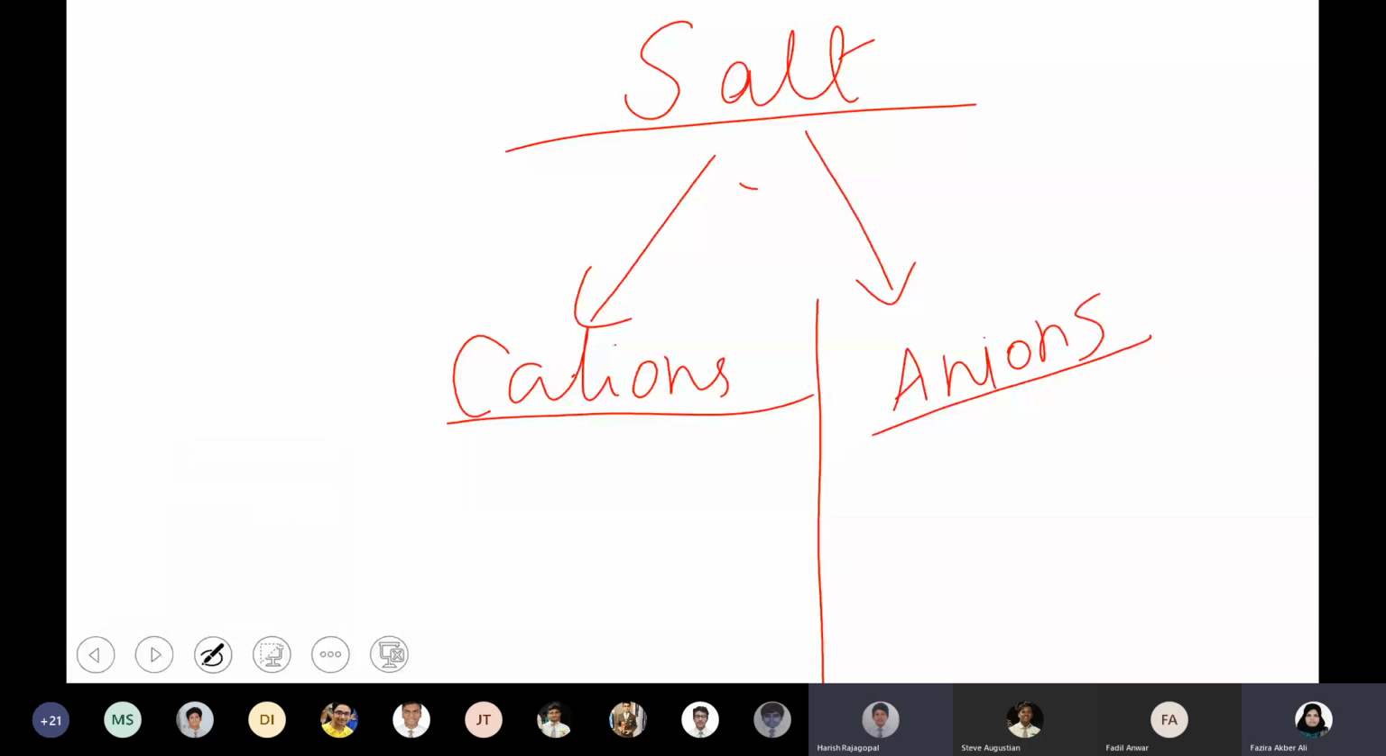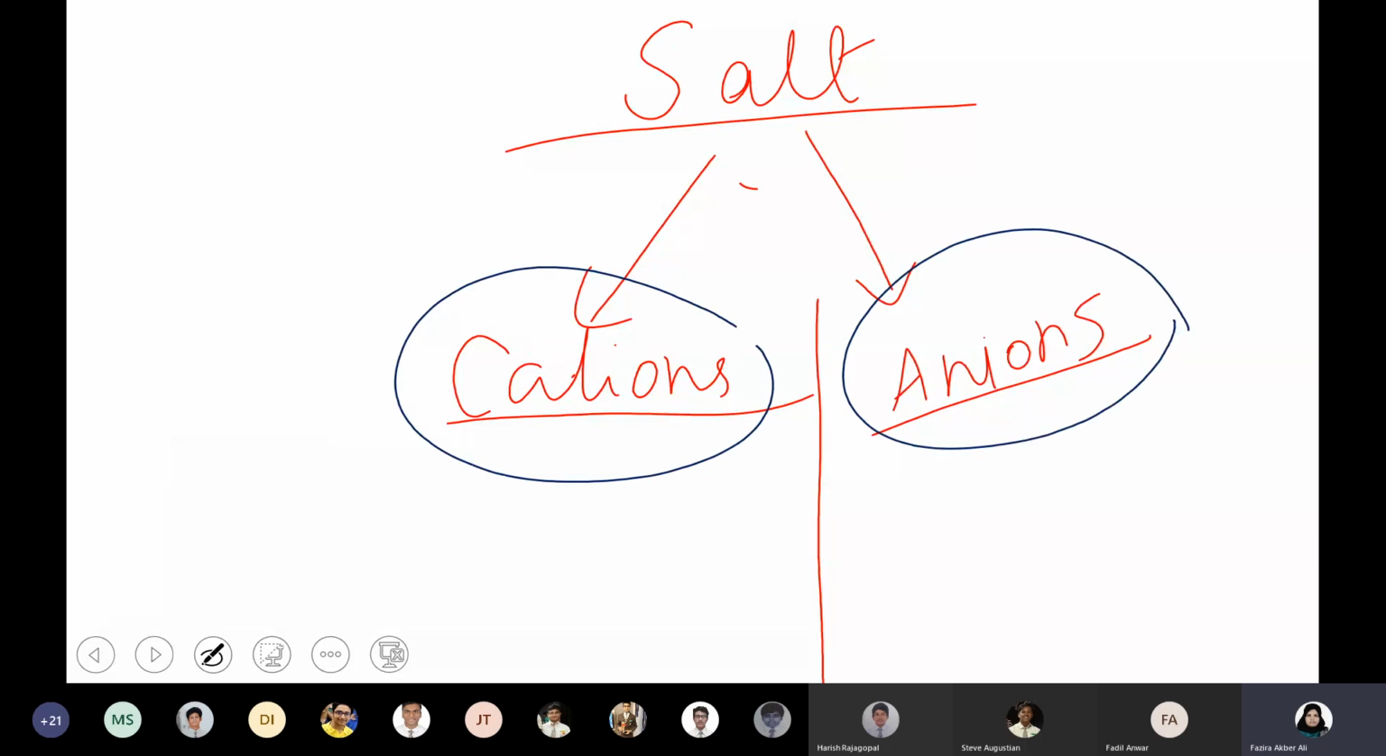So what you have to do is find out what cation is present and what anion is present. Then if you know that your compound contains calcium and contains nitrate ion, then what is the identity of your compound? It will be calcium nitrate.